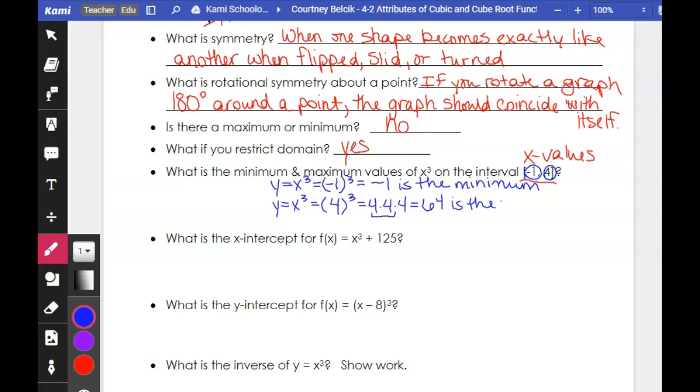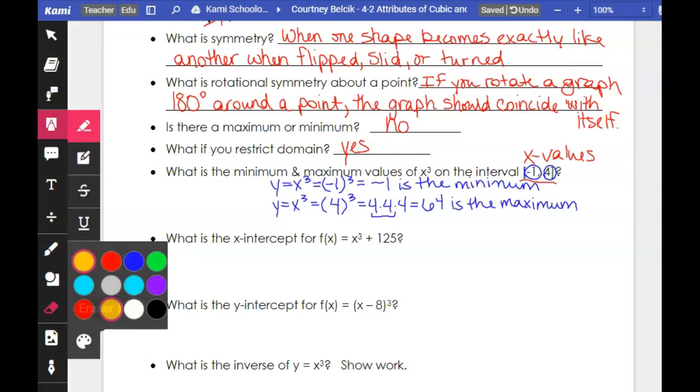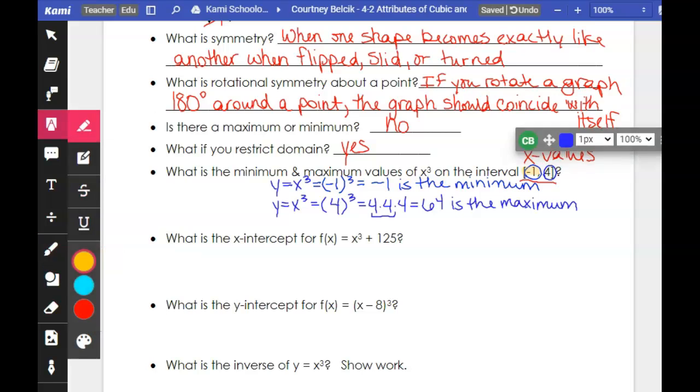It's the maximum, the biggest number, if you restrict the domain. So we are simply substituting those values. If -1 is the smallest number, I substitute it here to get the minimum. If 4 is the biggest number on my interval, I substitute it for x, and I get my biggest number, my maximum.